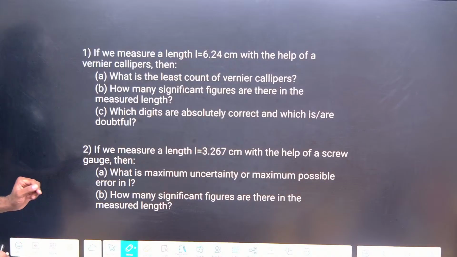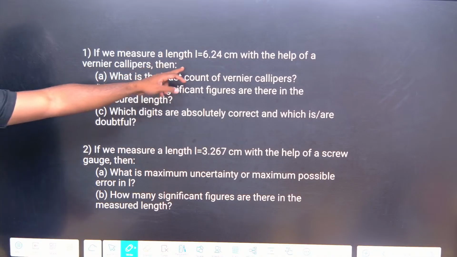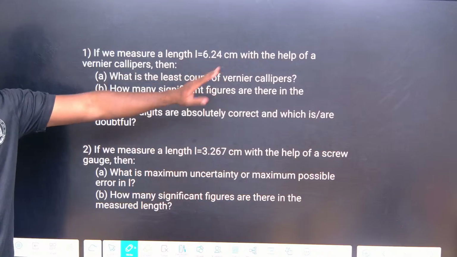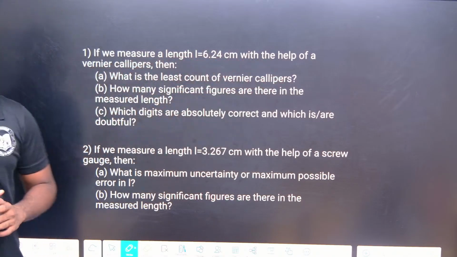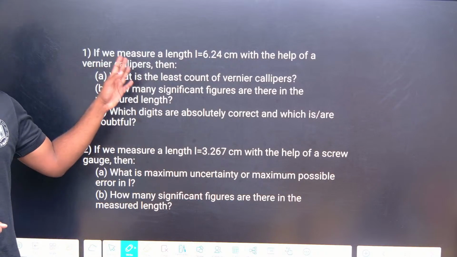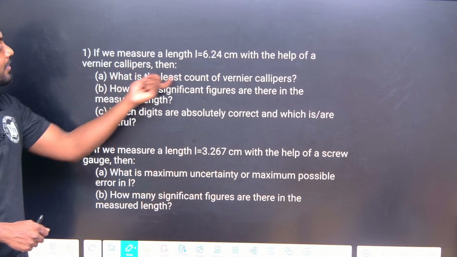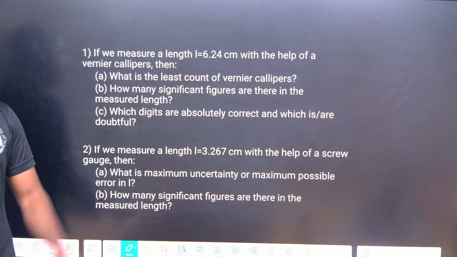The first example: if we measure a length L equals 6.24 centimeter. This is the length we measured with the help of a vernier caliper, for an object. Then what is the least count? We have seen about least count, so what is the least count in this?